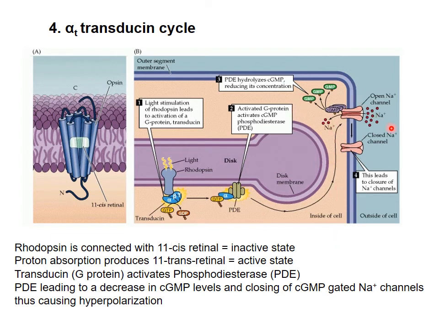So how does this work in vision? Normally when they're in dark, there is lots of production of cGMP. The cGMP is going to bind to the sodium channels and keep them open, and that way lead to depolarization. When there is light, light absorption will lead to a change in retinal from 11-cis to all-trans retinal, which is activated.